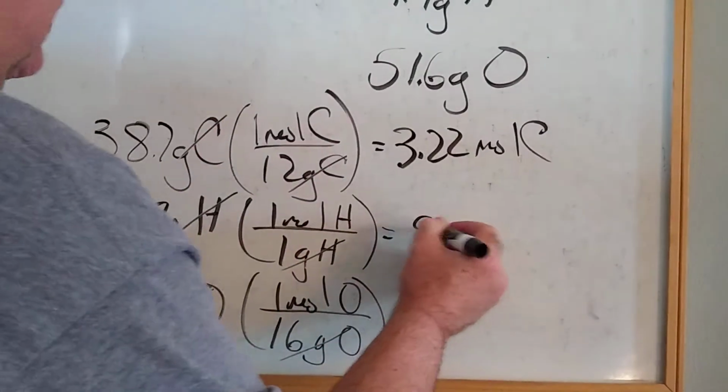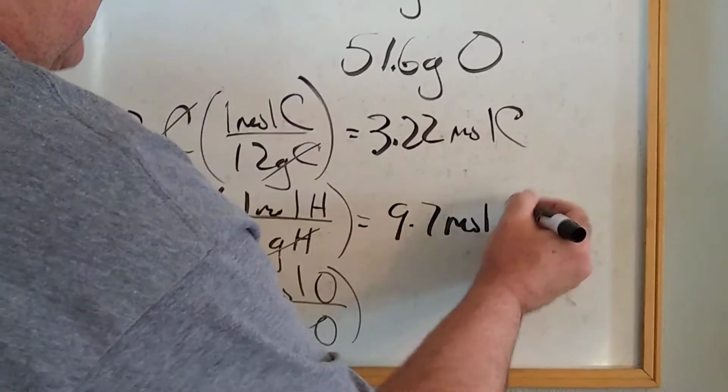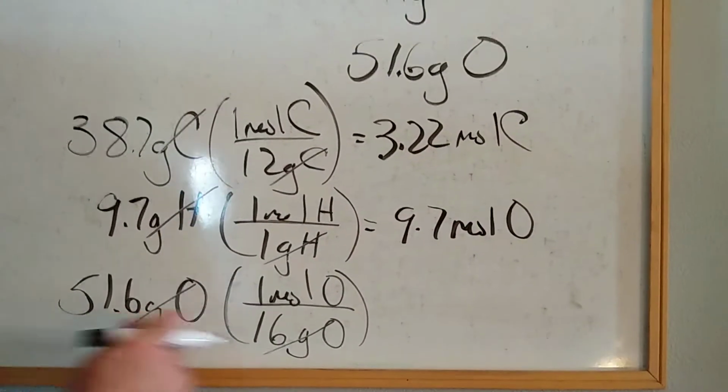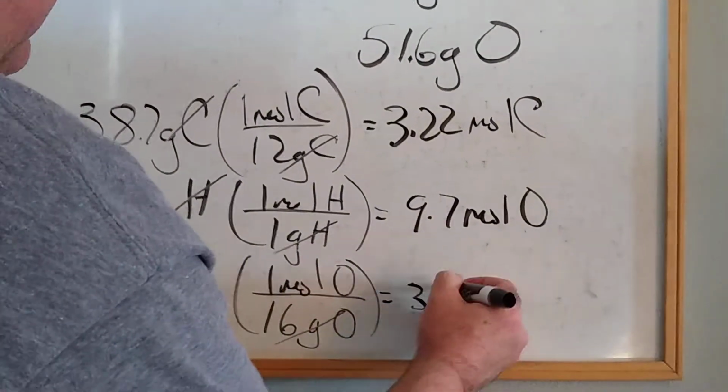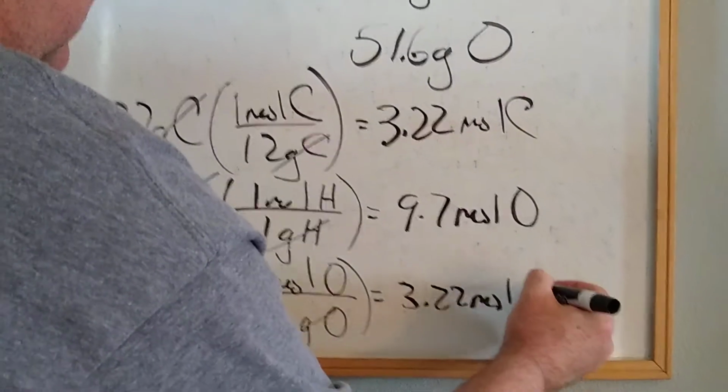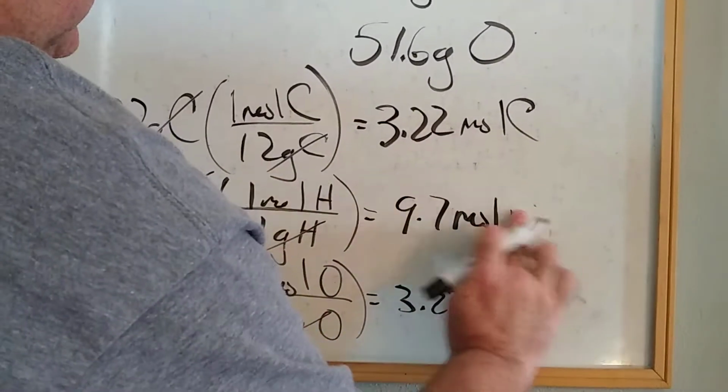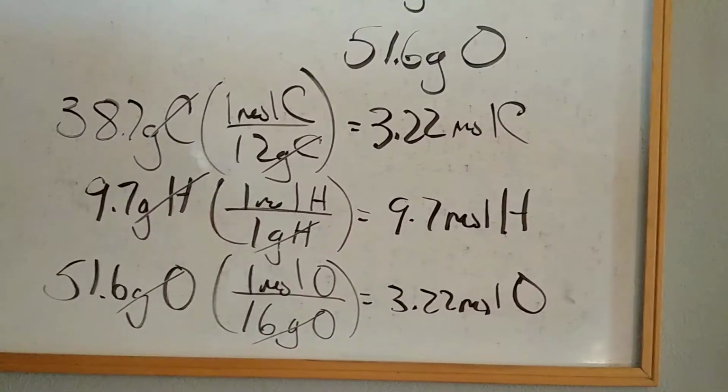9.7 divided by 1 is really easy. That's 9.7 moles of hydrogen. And then I also get down here 3.22 moles of, not oxygen there, sorry guys. I have to say hydrogen.